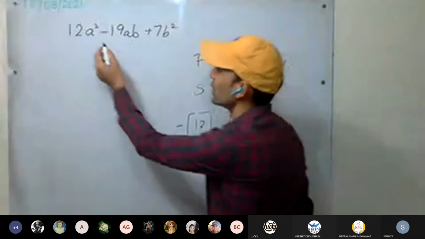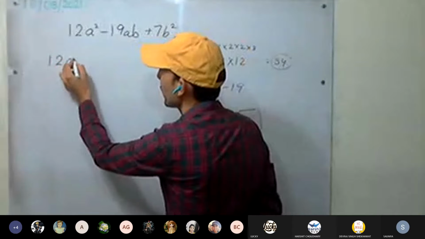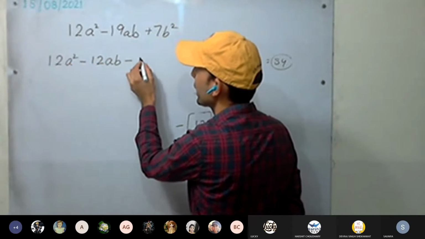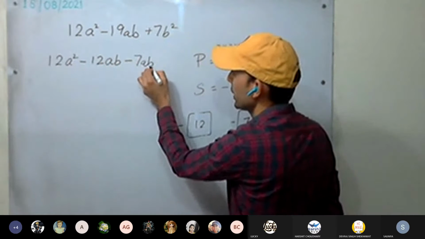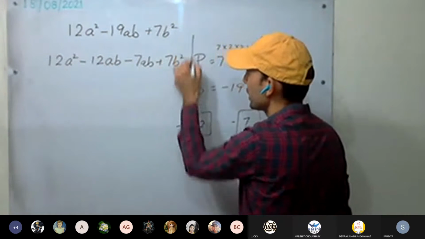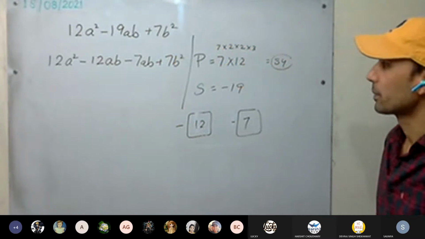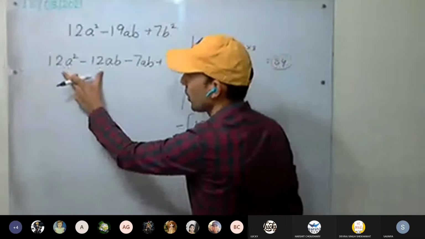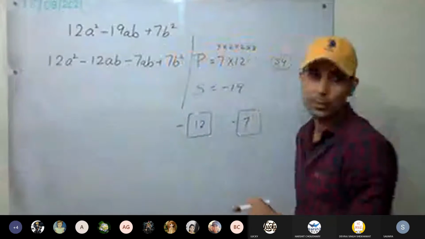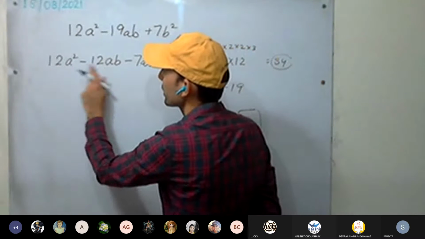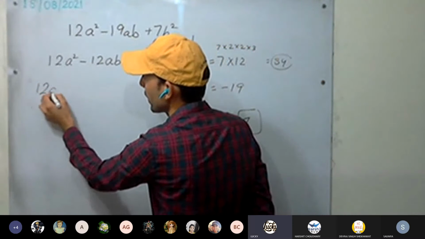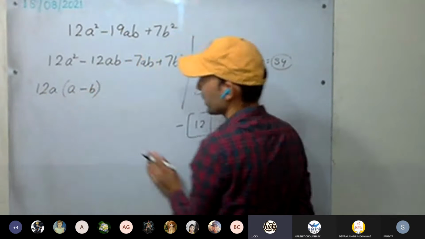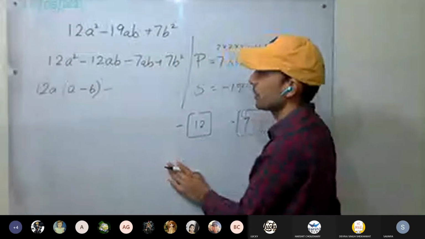So 12a square minus 12ab minus 7ab plus 7b square. Now we are having four terms, 1, 2, 3, 4. Take common between two terms, then between the other two terms. What is common here? 12a. A common. Now what will remain here? a minus b. What is common here? The minus sign.